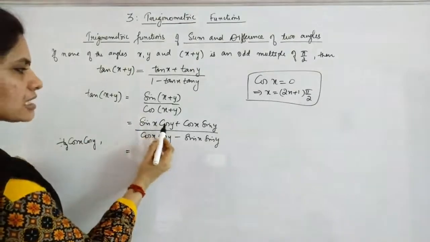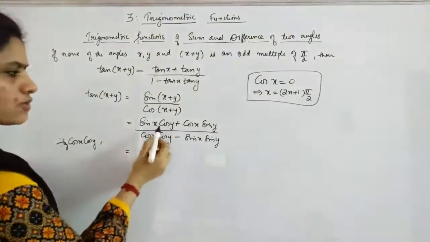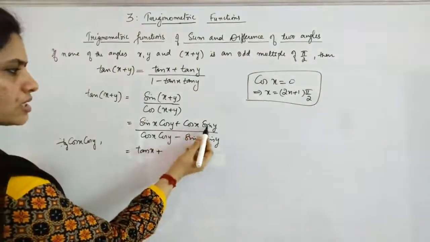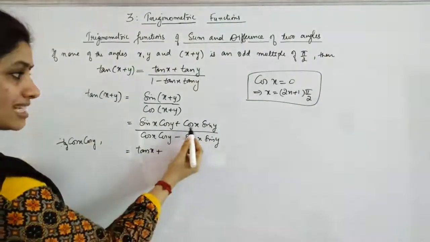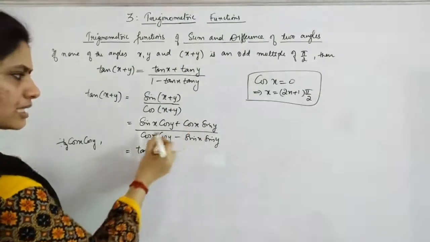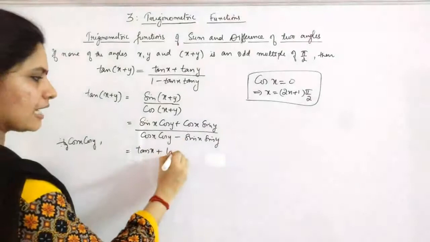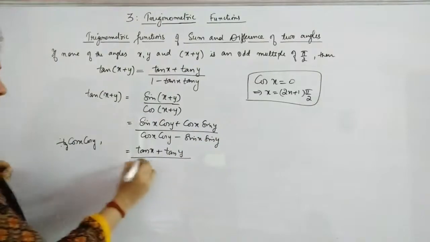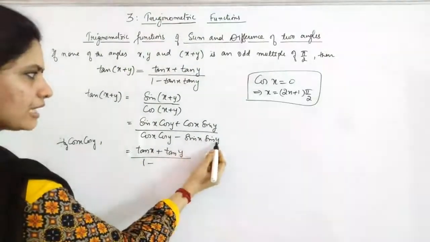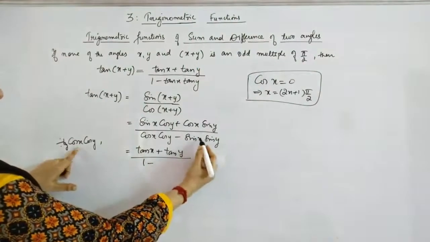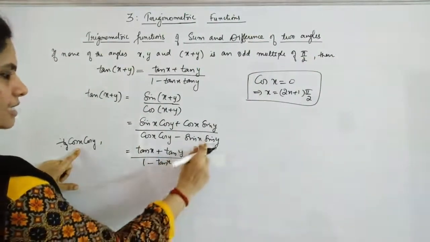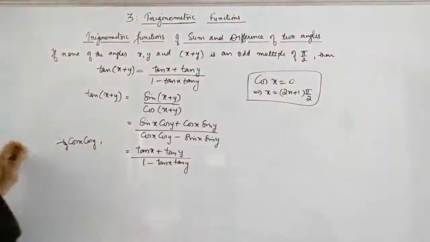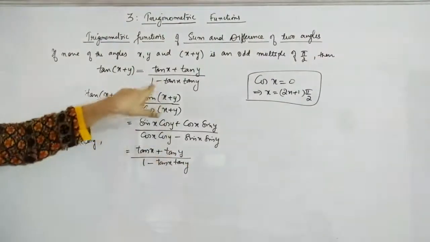Now when you divide, sin x cos y divided by cos x cos y gets cancelled and you get sin x by cos x, which is tan x, plus cos x sin y divided by cos x cos y, where cos x gets cancelled and you get sin y by cos y, which is tan y. Divided by, here you are dividing throughout by this term, so you get 1, minus sin x sin y divided by cos x cos y, which is tan x times tan y. Okay.